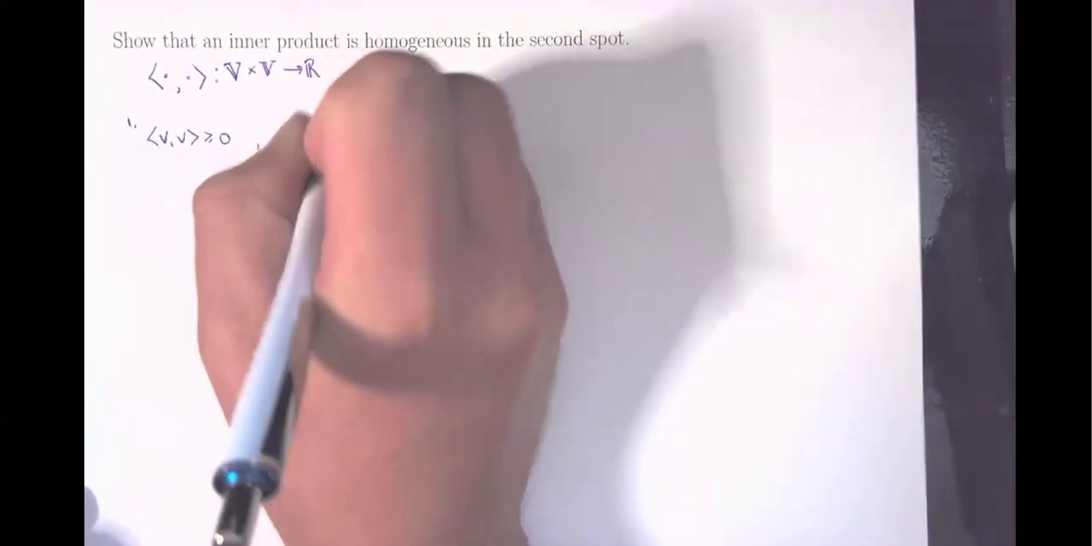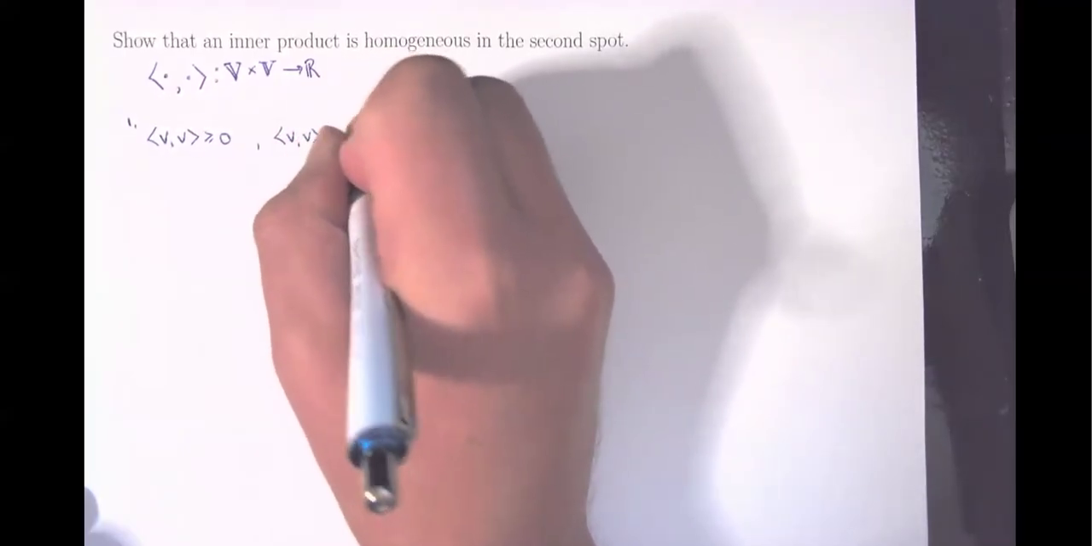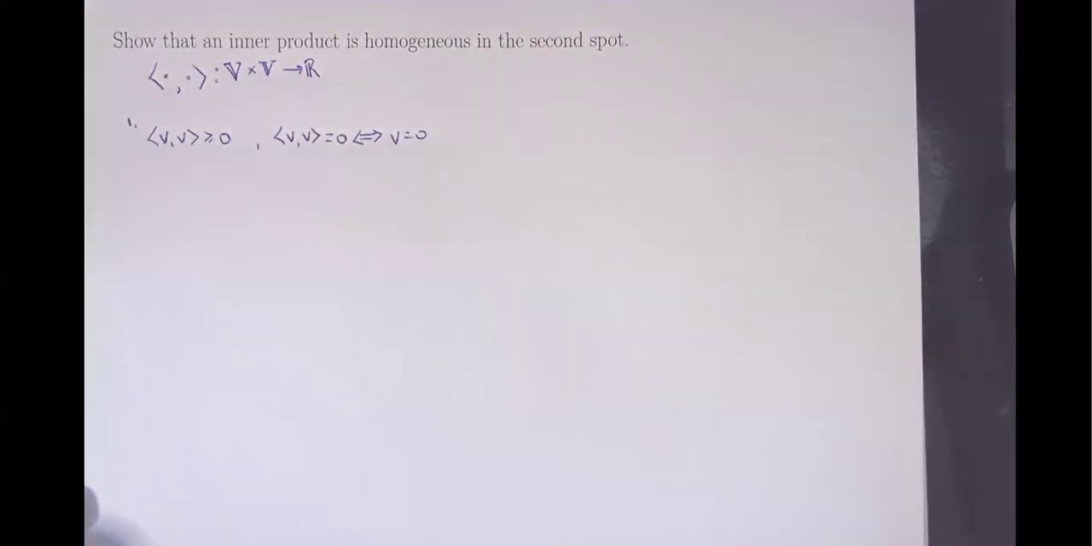The first one is positivity. So the inner product of V and V is greater or equal to 0. And the inner product of V with itself equals 0 if and only if V itself is 0.